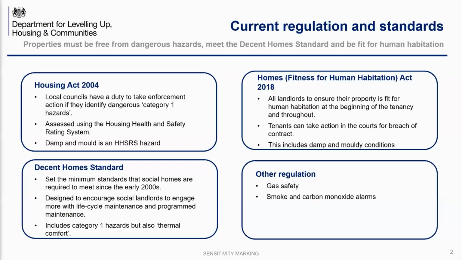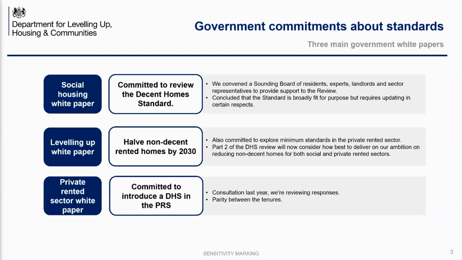Now, we've actually made lots of commitments about this recently in 3 different government white papers. So in the social housing white paper, we said we were going to review the Decent Home Standard. You know, it's nearly 20 years old. It's time to review it. So we got a sounding board of experts, which included tenants, landlords, other representatives of the sector, and we worked through the first stage of that, and we concluded that while the standard is broadly fit for purpose, it does require updating in certain respects.